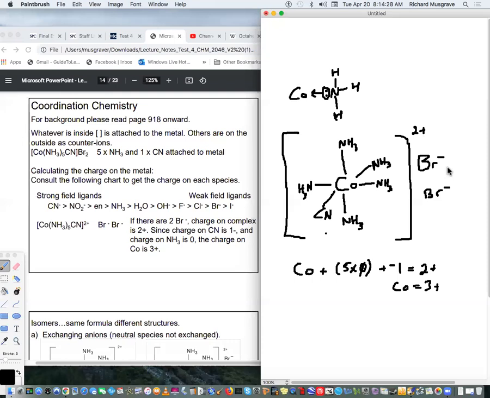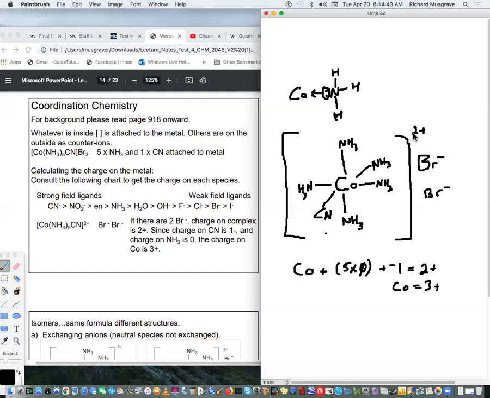Okay, I'll say it again. Br is negative, that Br is negative. So the total charge on the outside of the square brackets is -2, which means everything inside the square brackets must be +2 to balance it out. Okay. Can you accept that, +2? I can accept that, yeah.